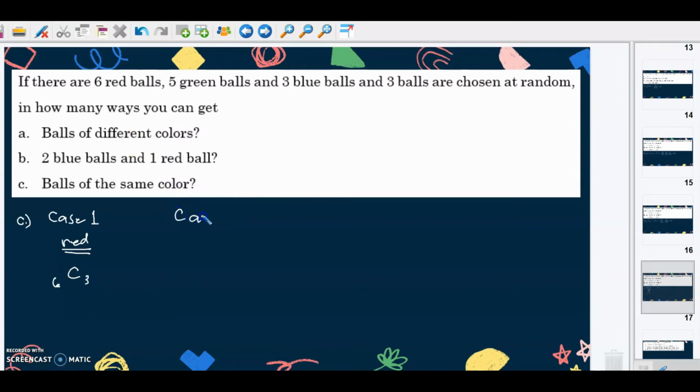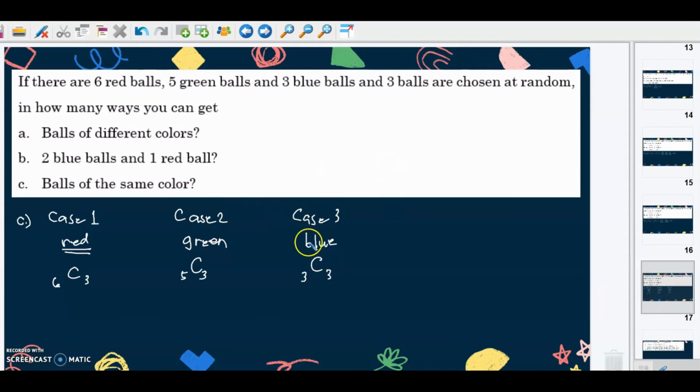Next, for our second case, we're going to choose those 3 balls from the given green balls. Since we have 5 green balls, that would be the combination of 5 taken 3. And then for the third case, or case number 3, we're going to choose all the balls from the given blue balls. That would be the combination of 3, since we only have 3 blue, taken 3 balls at a time, since we need to get 3 balls.